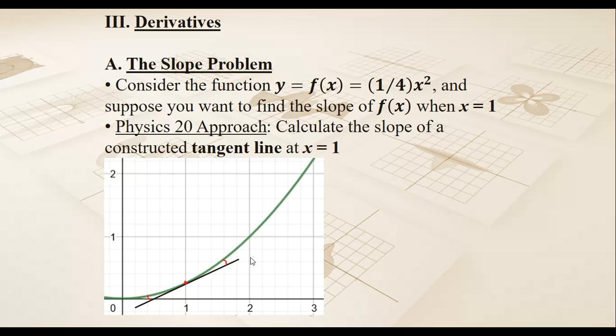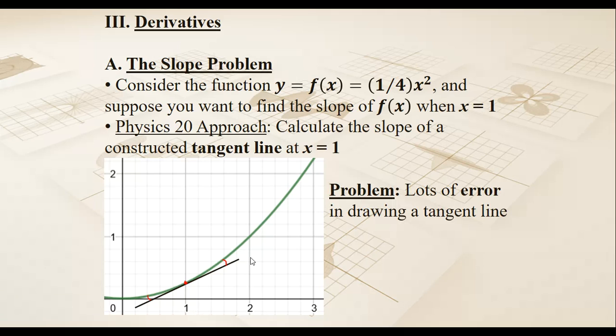We cannot have a ton of error in drawing these tangent lines, and we cannot accept error in actually calculating the slope. So what calculus is going to do is give us a way to determine the exact slope at that point, as long as we know the equation of that curve. So this is our problem, the slope problem, and derivatives are going to allow us to overcome this problem and calculate an exact value.